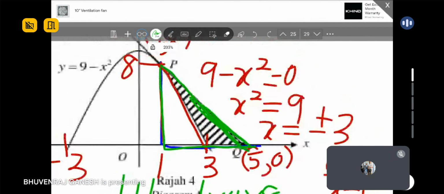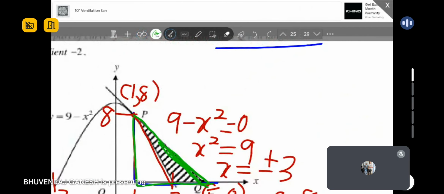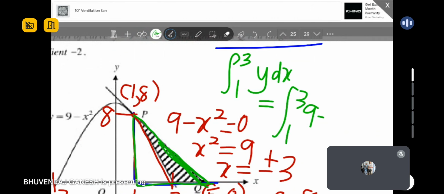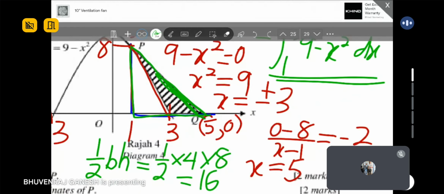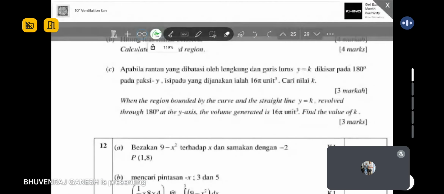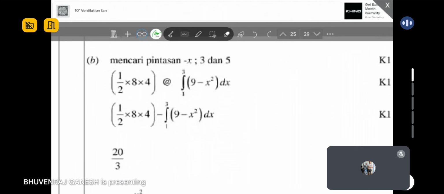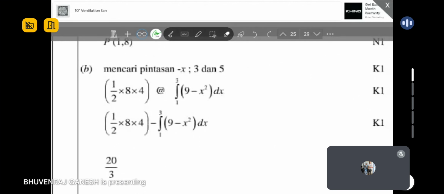Okay? And then area under the curve, luas bawah lengkung. So the answer is integrate 1 to 3 y dx. Okay, so curve, the equation is 9 minus x square dx. Okay, then kamu buat sajalah pengamilan biasa. Okay, just normal integration minus both answer. Tolak dua jawapan. Then you will get the final answer. Okay, so final answer you should get 20 over 3. Okay, boleh? Senang kan? Very simple, right? Do you guys understand this one? No need to show the step by step for this one. Yang ni kamu semua tahulah macam mana kamikan.